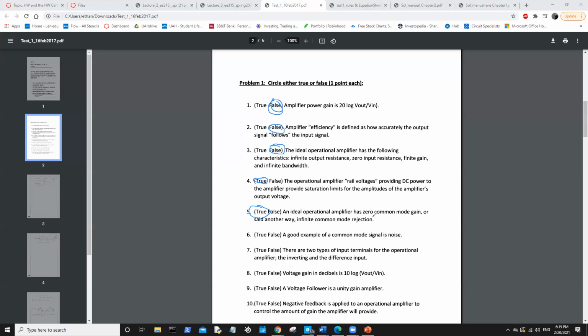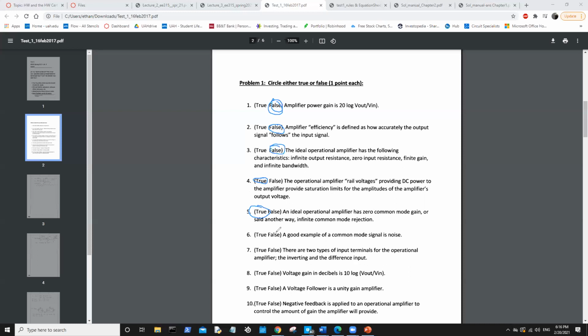Yeah, and if you look at the equation with an ideal amp, the basic equation is V out equals A times V2 minus V1. Well, if V1 and V2 are equal, that's 0. So you aren't amplifying anything.